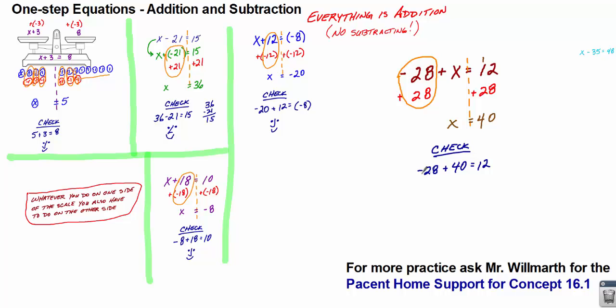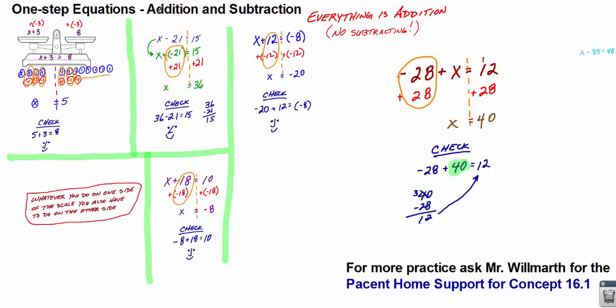Another way to think about it is, ask yourself 2 questions. Which do you have more of, positive or negative? Well, you have more positives. The 40 is bigger than the 28. How many more? Well, do the 40, take away the 28. 40 minus 28, there's a 2. We had to borrow. 3 minus 1. There's our 12 again. So the check works. Yay for us. All right, we're going to have one more problem to try.